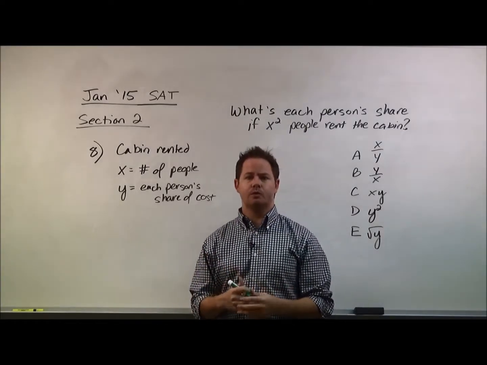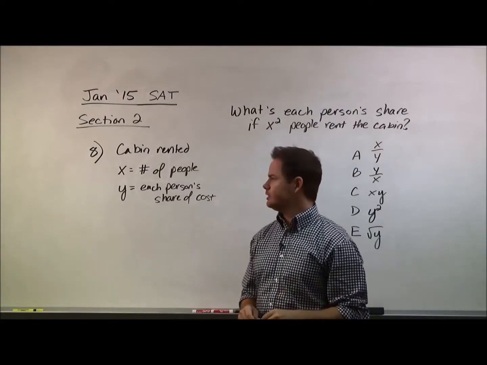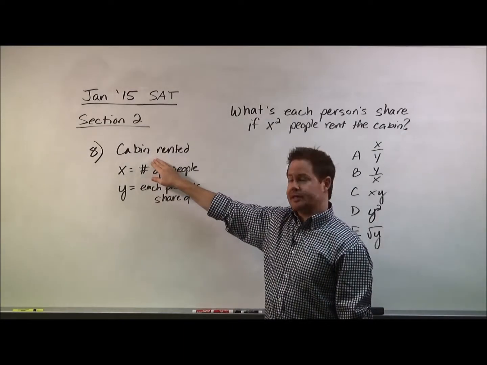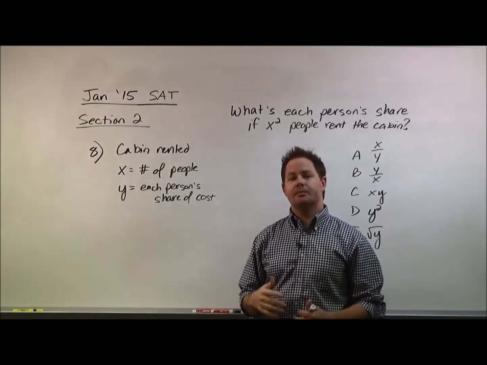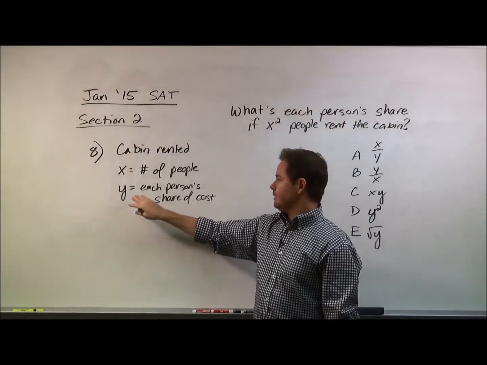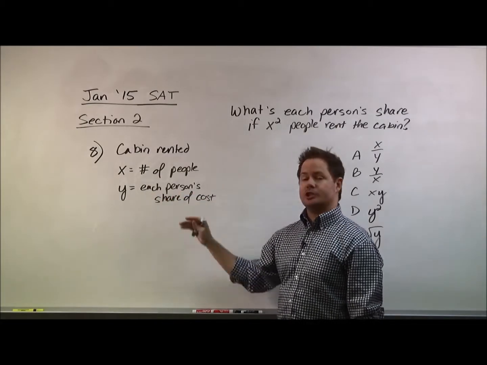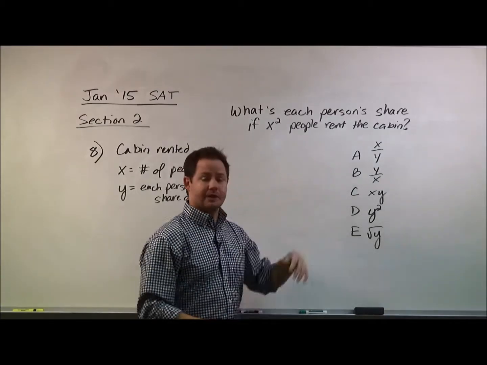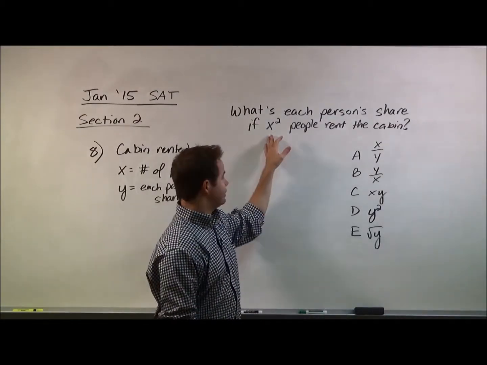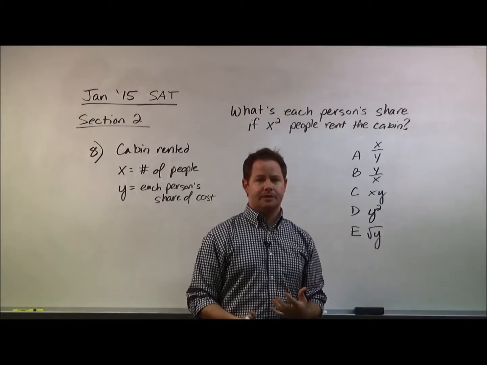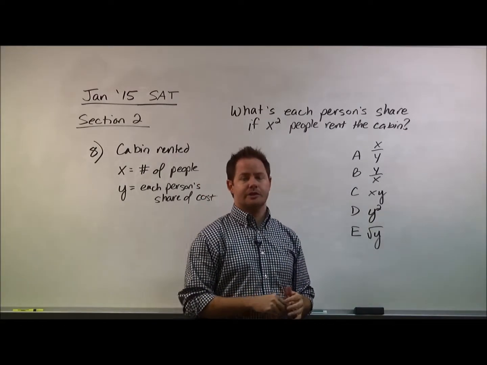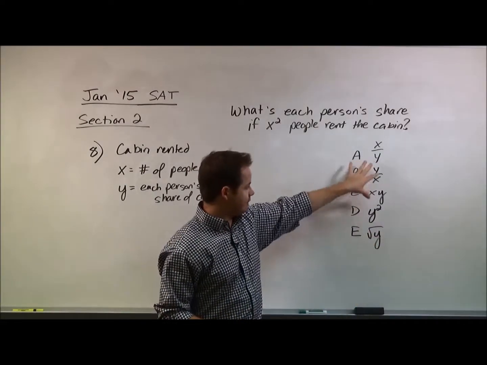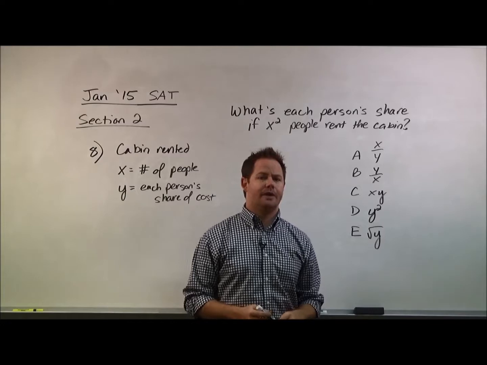You can read through the full word problem if you're following along in your own test booklet, but just to give you a brief synopsis here, it's a group of people renting a cabin. X represents the number of people renting the cabin. Y represents each person's share of the cost of the cabin. And then the question that they're asking us is, okay, instead of just X people, what if we had X squared people renting the cabin? Then what would each person's cost in dollars be? What would each person's share be that they have to contribute to that cabin rental? And they give us answer choices here in terms of X and Y.